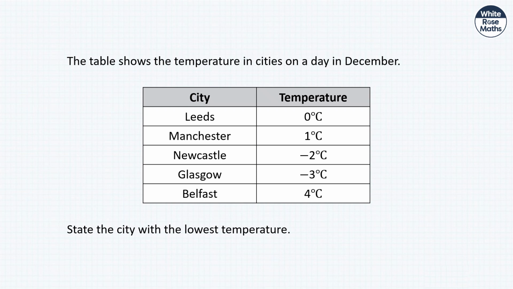This is the first question, question number 1. The table shows the temperature in cities on a day in December. State the city with the lowest temperature. So the smallest negative number, that will be Glasgow. So Glasgow.